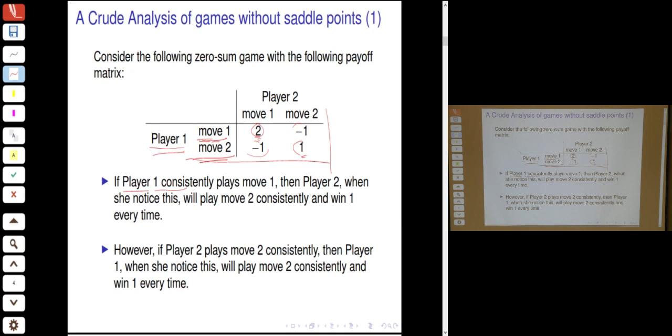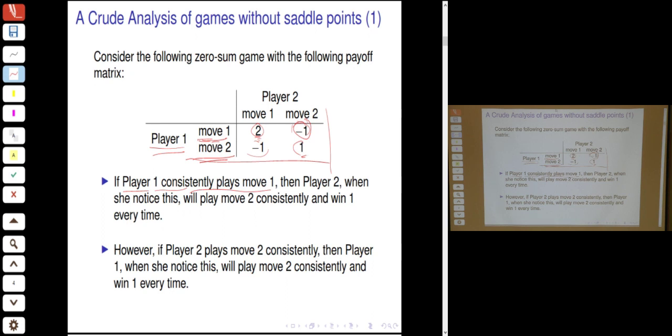But the problem is that if player 1 consistently plays move 1, then after some time player 2 will figure this out. He will notice. If you are thinking of repeated trials of this game, where they play for many rounds, and player 1 keeps on using move 1 as his strategy, then after a point player 2 will notice this fact, and then he will adjust his move to move 2 if he was not already at move 2, and then player 1 will actually end up losing.